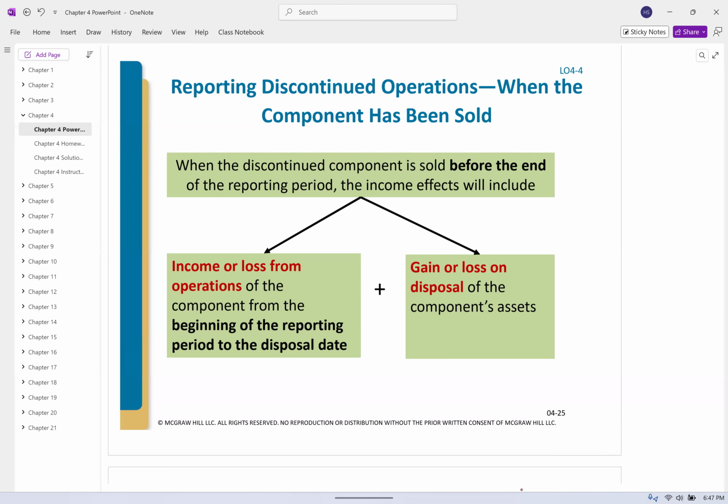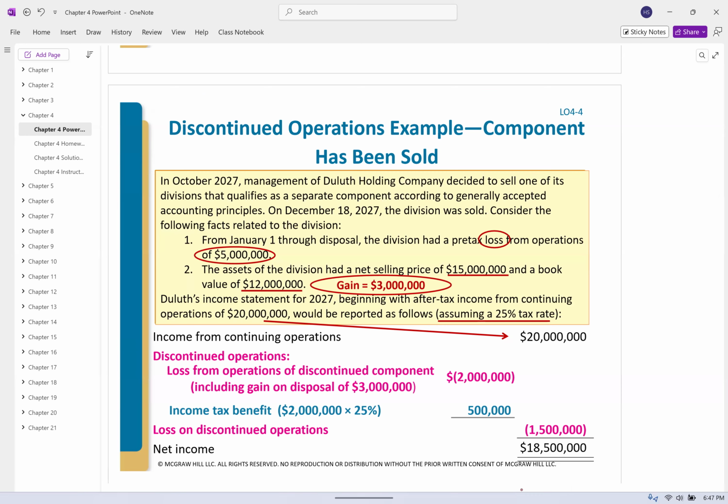Okay. So they give us an example here. This is on October 2027. Management of Duluth Holding Company decided to sell one of its divisions that qualifies as a separate component. According to GAAP, on December 18th, the division was sold. So we're going to consider the facts. The first thing here, from January 1st through the disposal, the division had a pre-tax loss from operations of 5 million. Okay, I'm going to write that down.